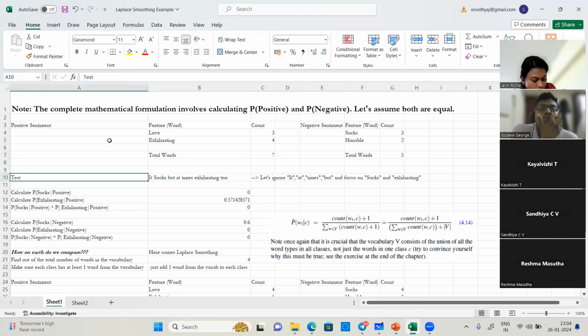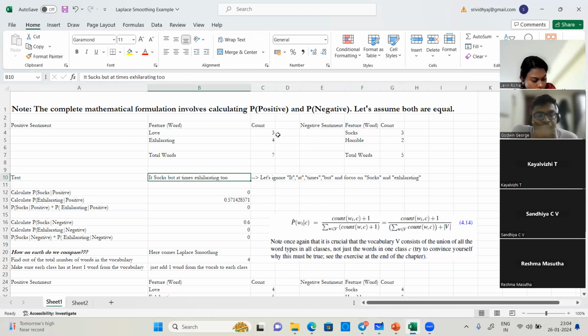Now, this is the text, or the document, that we're going to use to figure out what sentiment it is associated with. It's a very interesting piece of text. It says, it sucks, but at times exhilarating too. That is the document.